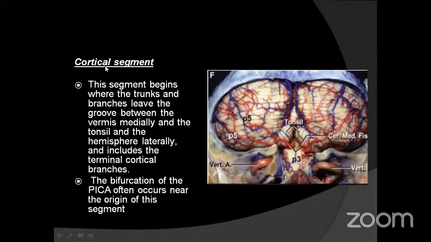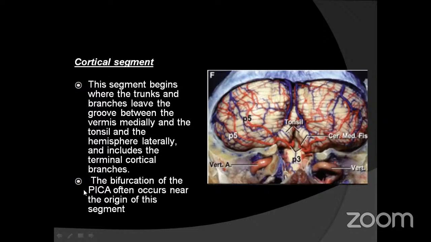Now the last segment is the cortical segment, or P5 segment. As the name suggests, it's going to supply the cortex. And as we know previously, the surface of the cerebellum that is supplied by PICA is the suboccipital surface. So it's going to branch on the suboccipital surface of the cerebellum. This segment begins where the trunks and branches leave the groove between the vermis medially and the tonsil and hemisphere laterally, and includes the terminal cortical branches.